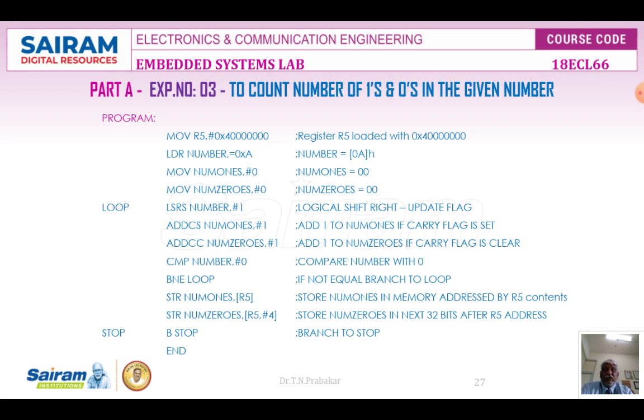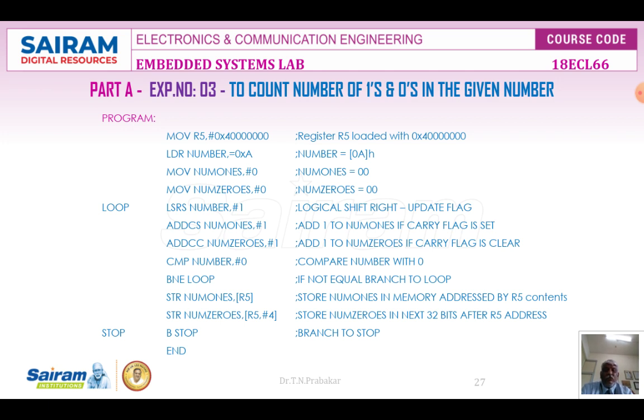And this is the part of the program. Here what we are doing is we are going to move into R5 a number equal to 0x4 followed by 7 zeros. Each digit can have 4 bits, so there are totally 8 digits. So it is going to be a 32-bit address value which is assigned to the register R5.